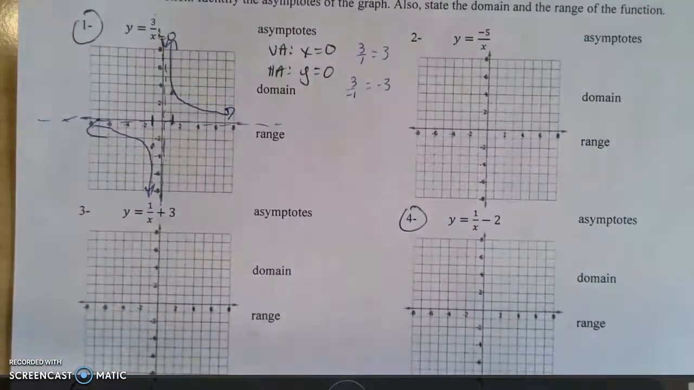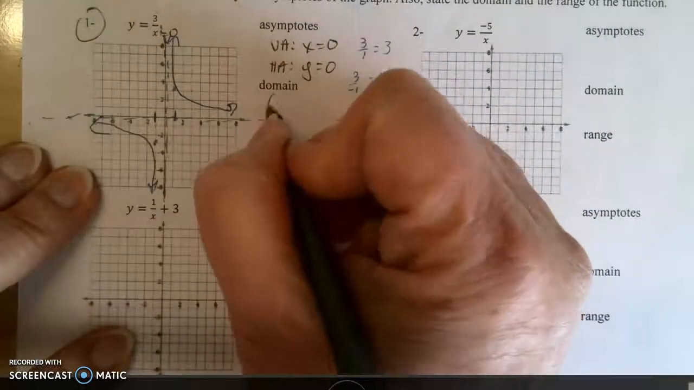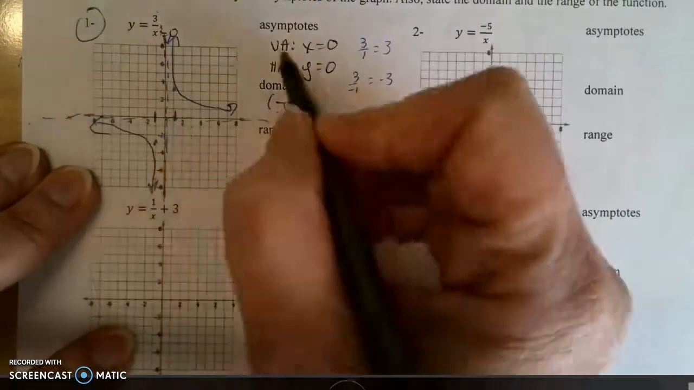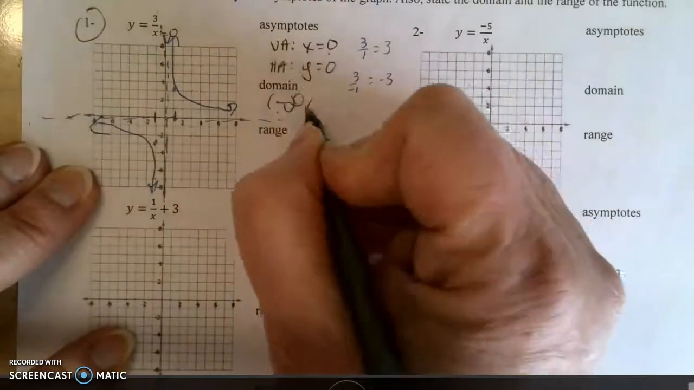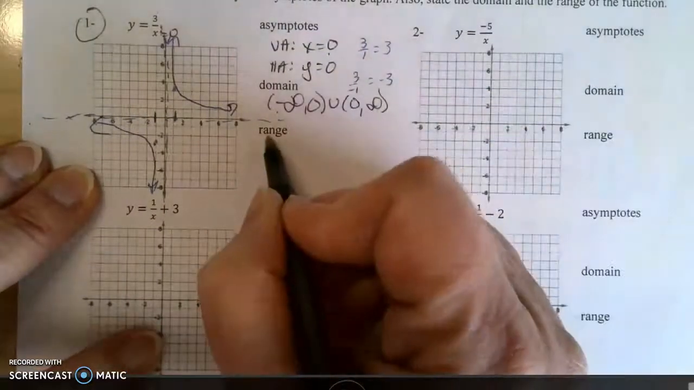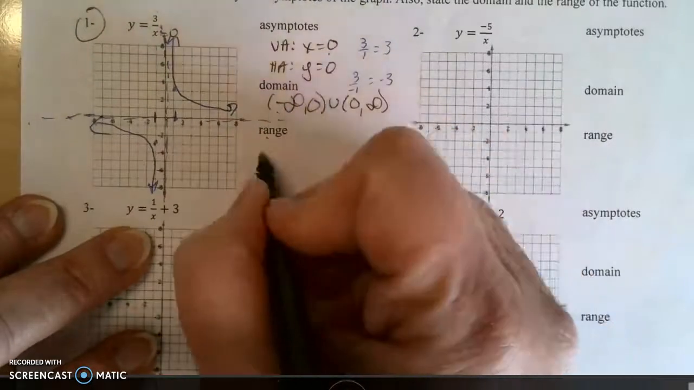So now I'm going to write my domain. My domain is going left to right. I always start at -infinity, and I'm going to go until I hit my asymptote. So that is 0, and then 0 to infinity. My range, I'm going bottom to top. I'm going to go till I hit my asymptote.